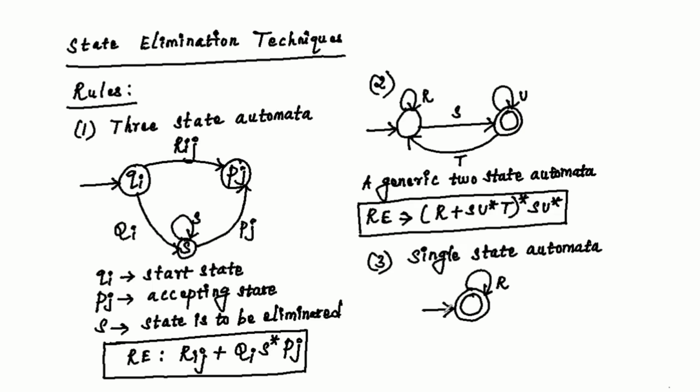And last one, automata with a single state. The rule says self loop. If the automata has only one state, which is both the start state and final state, the regular expression is simply the closure of the transition on this state. Here the state may have a self loop, which represents repeated inputs.